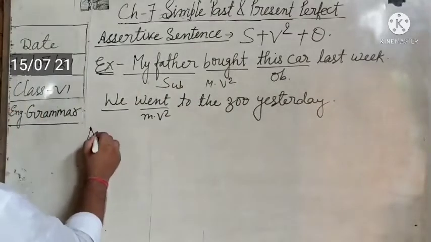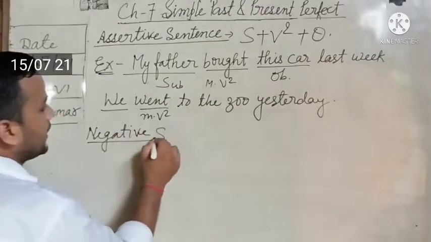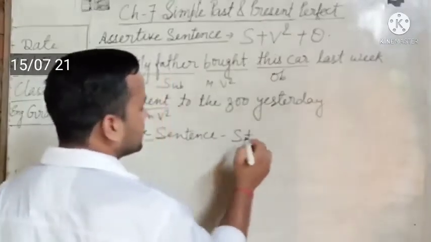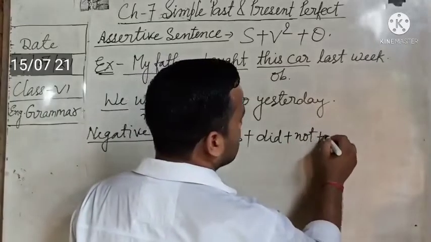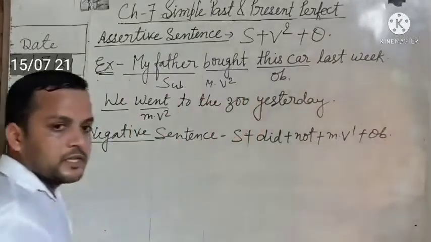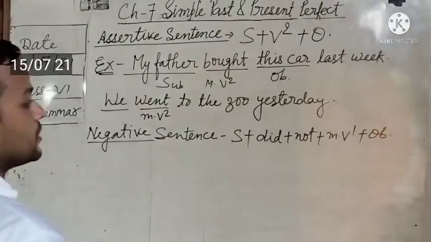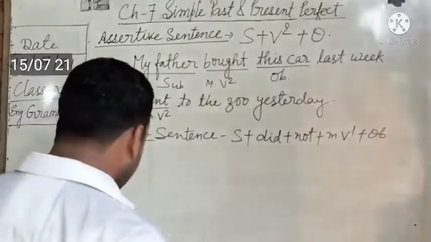Now see the formation of negative sentence. Negative sentence: subject, then did not, then main verb first form, and then object. Students, when the sentence is negative, at that time we use did not and then main verb first form, not main verb second form.